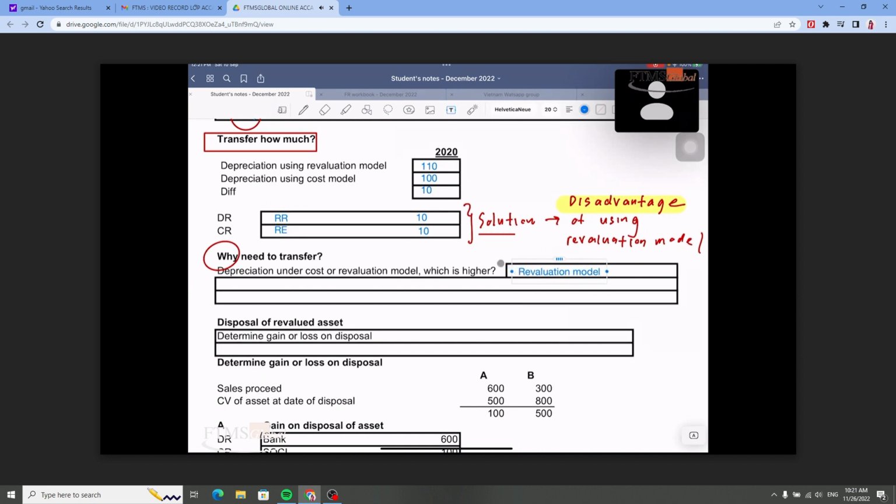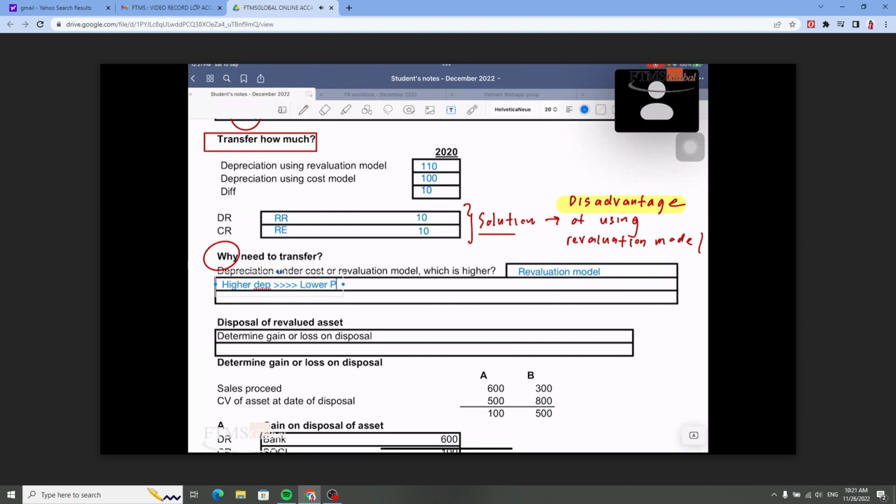Okay, right. So very simple. Depreciation using the revaluation model, right? If I use the revaluation model, I will have higher depreciation. This is the result, right? Then very simple. If I have higher depreciation, of course, that will result in lower dividend.